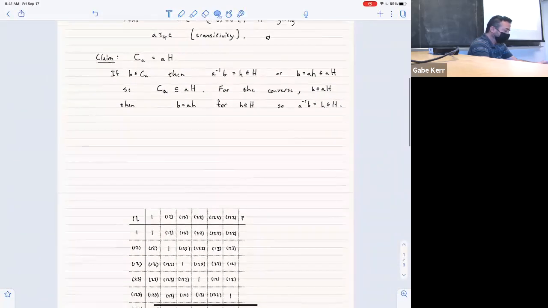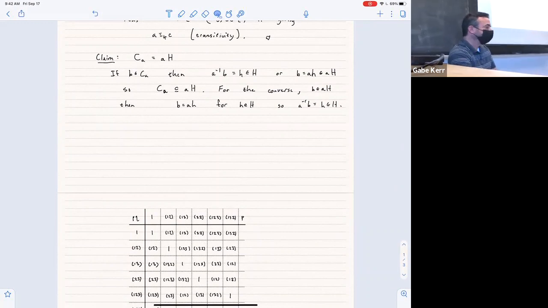Do people have a favorite subgroup of S3? Is it too soon? People that haven't developed preferences for subgroups of S3 yet. So can anyone tell me a subgroup of S3?